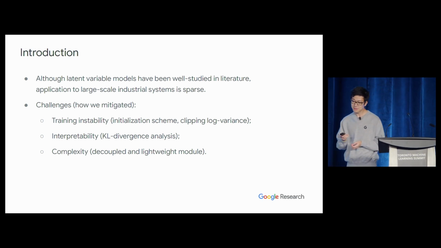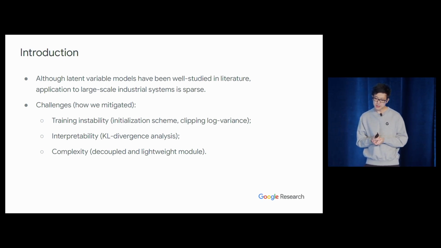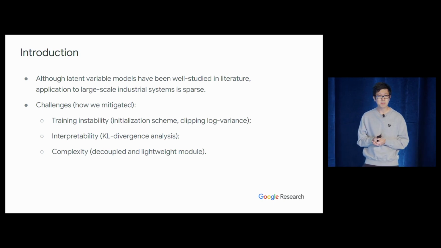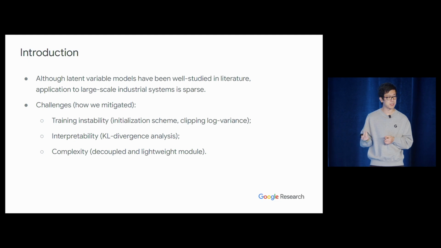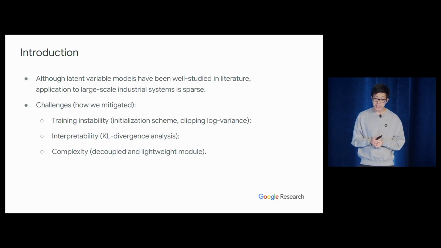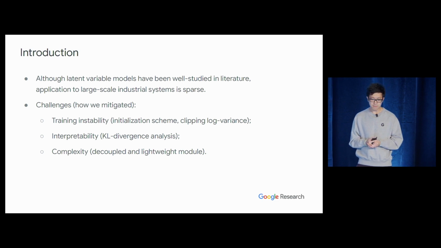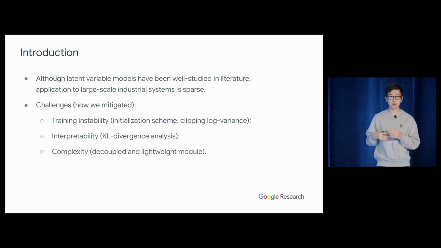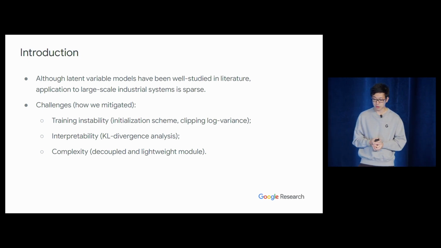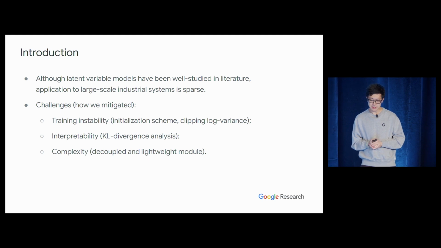Yeah, so the latent variable models are pretty well studied in literature, both in machine learning and in recommender system literature. But applications to a large-scale industrial recommender system is still pretty sparse. There are a few challenges, both from literature and from our own experience. And I listed a few here, and also how we mitigate those challenges.